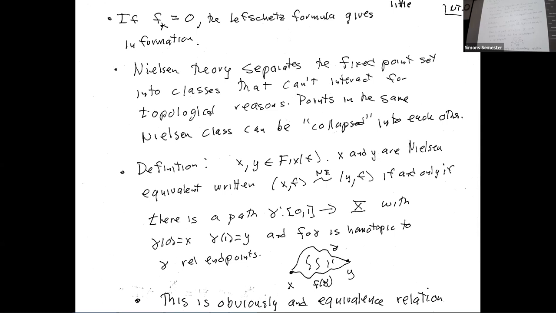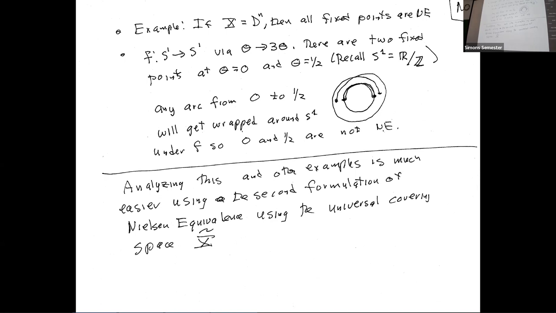So as an example, let's show you how hard it is to work with. Let's take z goes to z cubed on the circle. On the circle, there's a pair of fixed points under z goes to z to the third. If you take any arc between them, it's going to be wrapped three times around or 1.5 times around or whatever it is. So they're not going to be Nielsen equivalent.